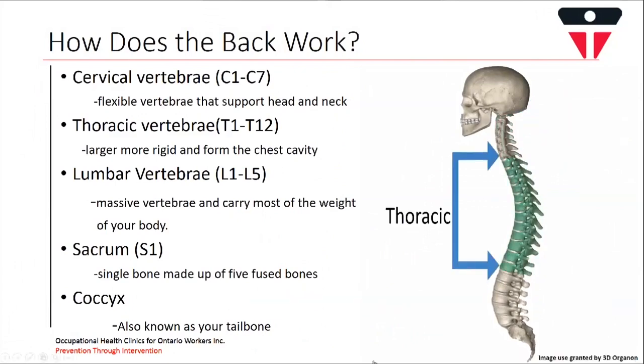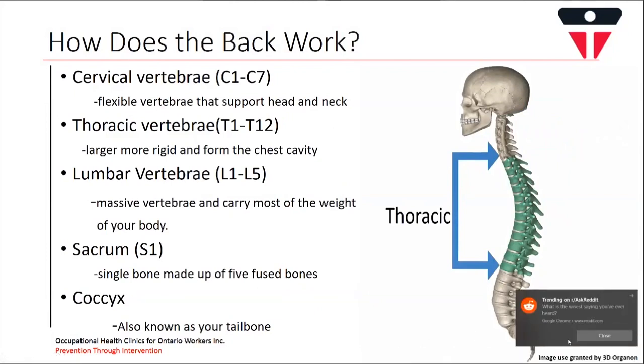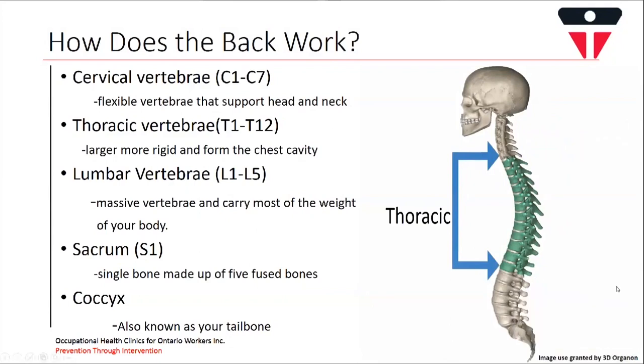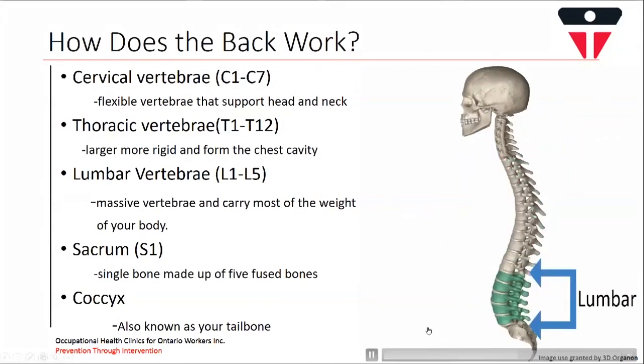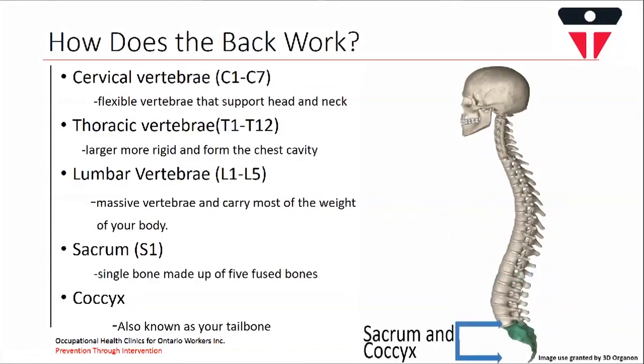The thoracic vertebrae are large and more rigid from the chest cavity. And very seldom do we ever hear injuries happening in this area. The reason for that is because this area of the spine doesn't really move. It's basically a spot for the ribs to attach to protect our vital organs. The lumbar vertebrae are larger and carry most of the weight of the upper body. And of course, the sacrum and the coccyx complete the spine.